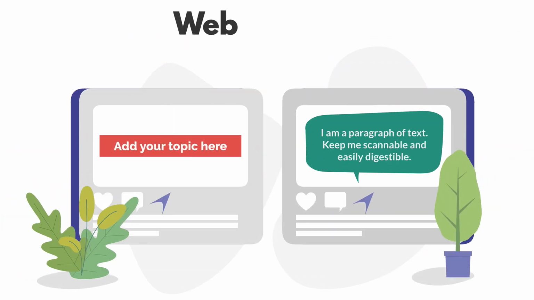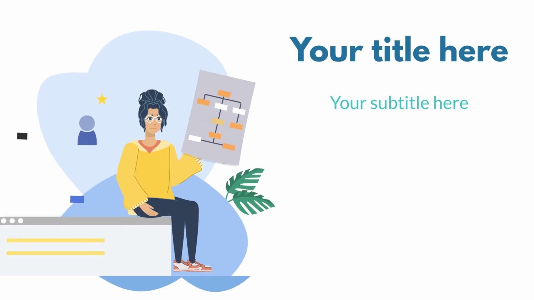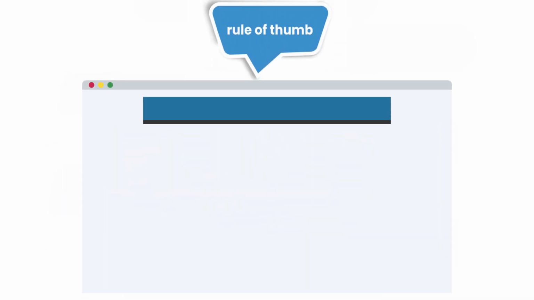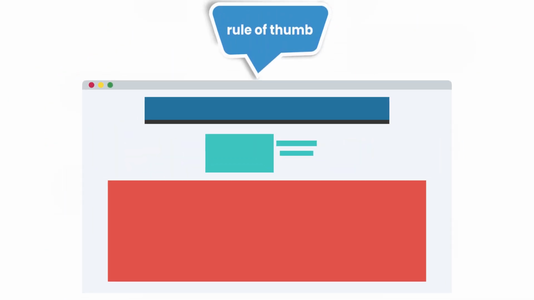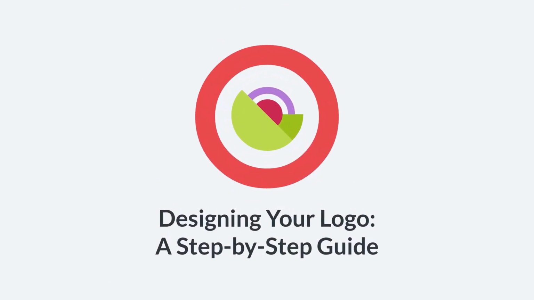Choose fonts that are web-friendly, so they appear the same in both digital and print materials. Be sure that your fonts are large enough and resizable without losing functionality. A good rule of thumb is to pick 3 font styles, 1 for headers, 1 for subheaders, and 1 for body text.